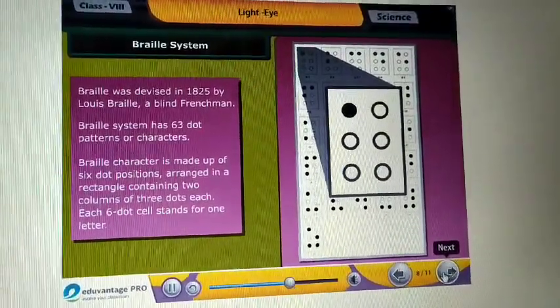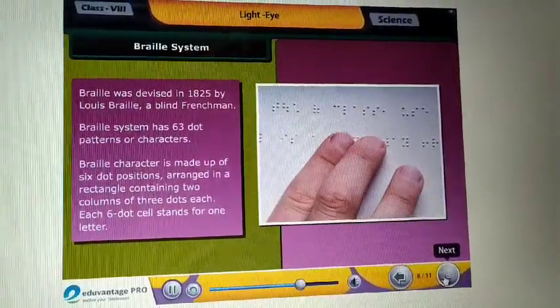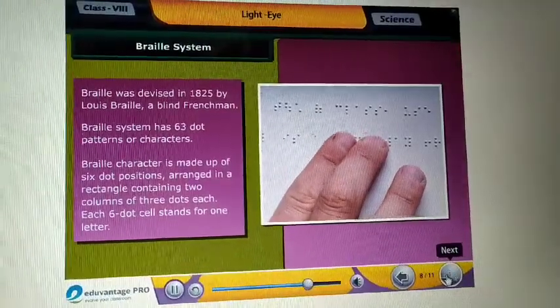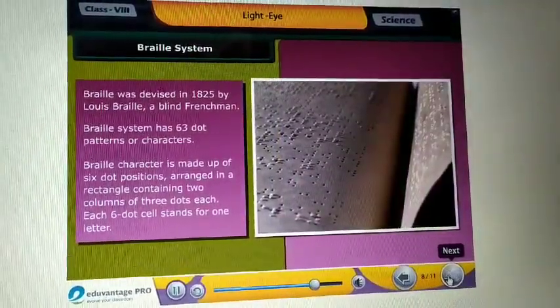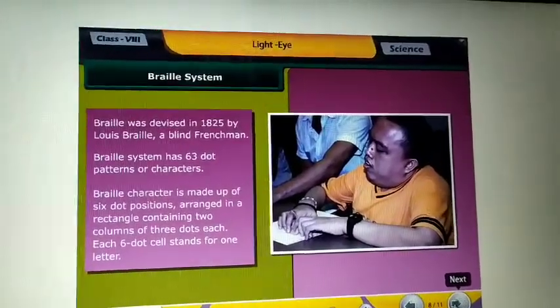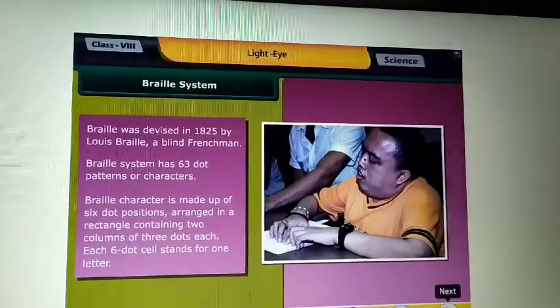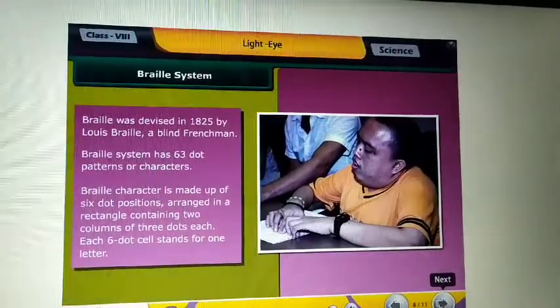Each 6-dot cell stands for one letter. Each character represents a letter, a combination of letters, a common word, or a grammatical sound. Visually challenged people learn the Braille system by beginning with letters, then special characters and letter combinations.